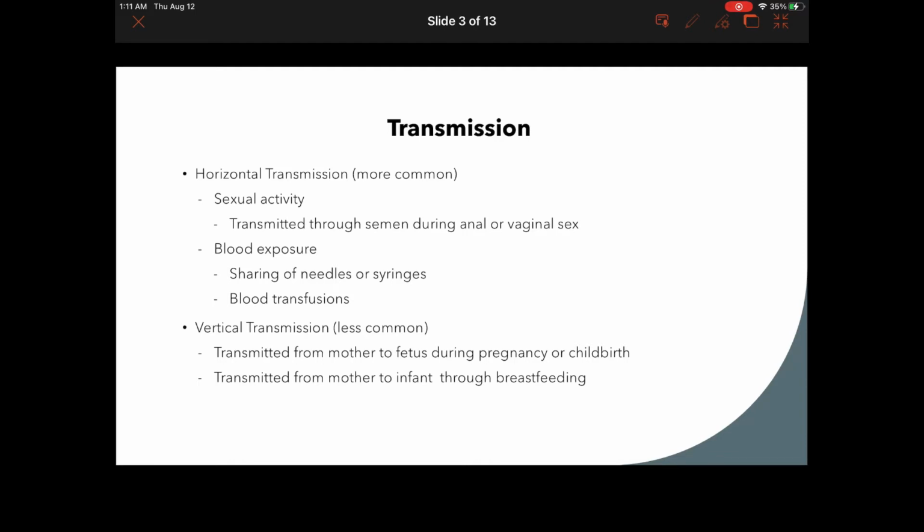It can be transmitted from mother to fetus during pregnancy or childbirth. This is also very rare because now, if we know a mother is HIV positive, she will be put on intravenous acyclovir, which is an antiviral drug. I've seen them administer that during childbirth, and it is almost 100% effective in preventing the transmission of HIV to the fetus. It can also be transmitted from the mother to infant during breastfeeding.